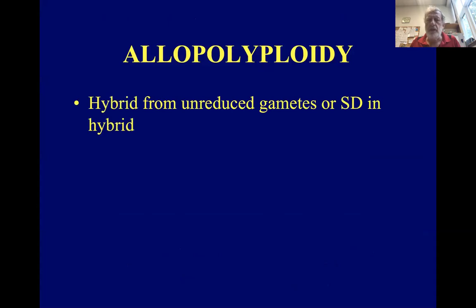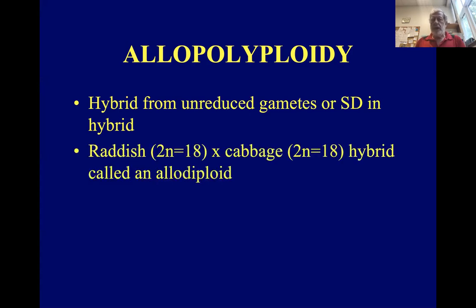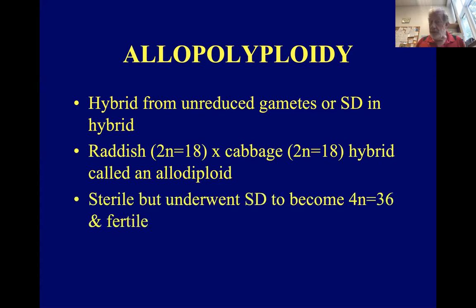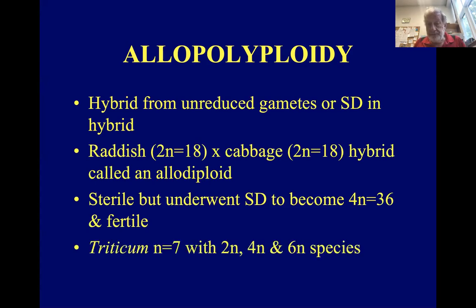Now, with allopolyploidy, you get a hybrid from unreduced gametes, or you get somatic doubling in the hybrid. So, for instance, plants hybridize a lot. They cross cabbages and radishes, which are both 2n = 18, and they got what's called an allodiploid. So it was 2n = 18, but it had 9 radish chromosomes and 9 cabbage chromosomes. It was sterile because those chromosomes aren't homologous, and meiosis couldn't happen. But it underwent somatic doubling to become an allotetraploid at 4n = 36. So now it's got a complete diploid set of radish chromosomes and a complete diploid set of cabbage chromosomes.